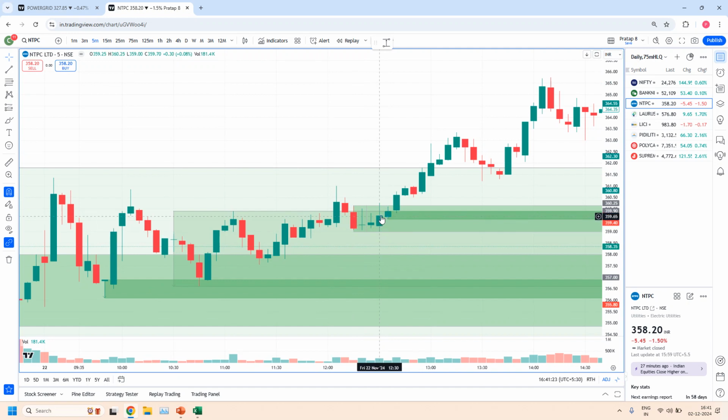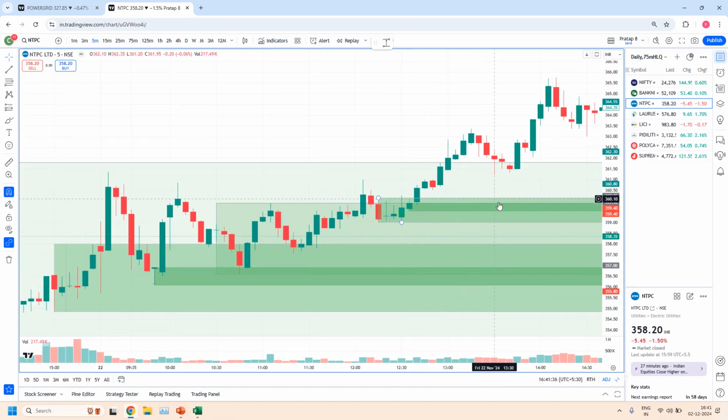And this zone is having a rally, base, rally. This is the fine-tuned zone. This fine-tuned zone is acting as an HLQ zone because it is giving multiple tests. That's why I suggested again another trade in this zone. That is what we got today. Twice price entered, the second time it is violated. Why it is violated, that also we know. We know that the zone will be violated the second time.